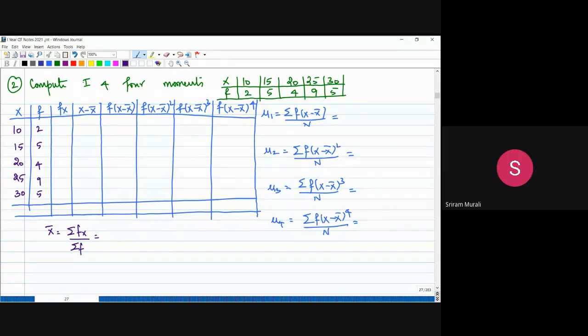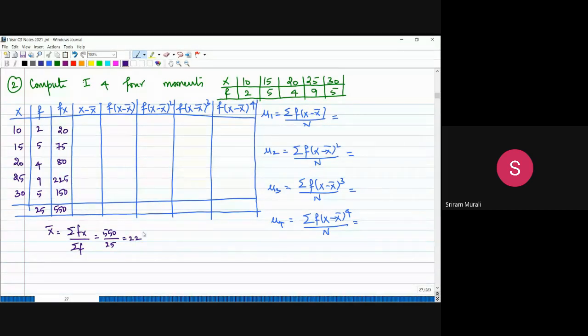So f into x. Basically, what is my requirement? X bar. In x bar, what is my requirement? Sigma fx. To find sigma fx, I need f into x to be computed. F into x: 20, 75, 80, 225, 150. Just add this. You will get 550. So this is 550 divided by n, which is 25. This is equal to 22.